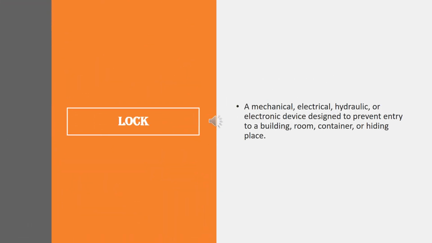The lock is defined as a mechanical, electrical, hydraulic or electronic device designed to prevent entry to a building, room, locker or a hiding place. It restricts access to full functionality, especially by requiring the user to verify their identity with a passcode or other form of authentication.